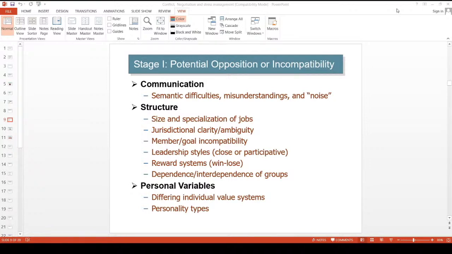initiation of the conflict. So class, this is the first stage in which we have the idea that the conflict is going to arise. And what are the different sources of this initiation of the conflict? We discussed communication, structure, and personal values, and how these components can initiate that process of conflict.